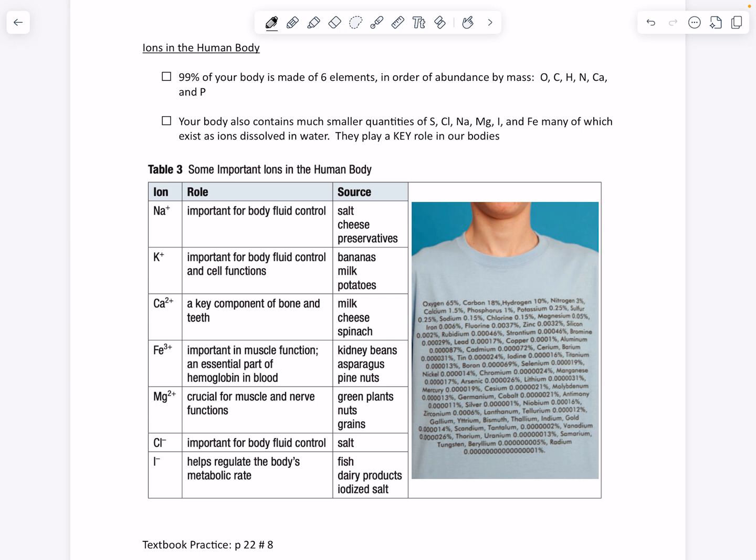Iron ions are important in muscle function, an essential part of hemoglobin in blood. We find these in kidney beans, asparagus, pine nuts, and other dietary means. Magnesium ions are crucial for muscle and nerve functions. We find magnesium in green plants, nuts, and grains. Chlorine is important for body fluid control. Chlorine is found in table salt. Iodine ions are found in fish, dairy products, and iodized salt, and it helps regulate the body's metabolism.